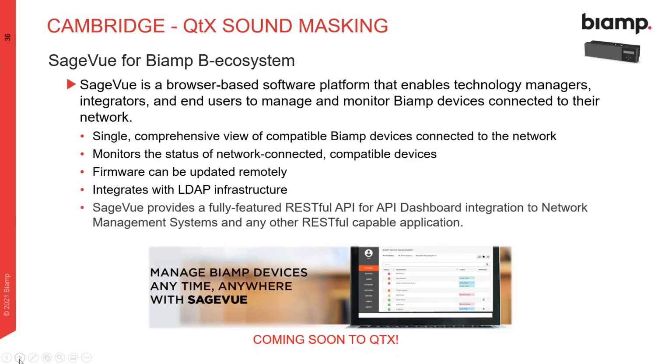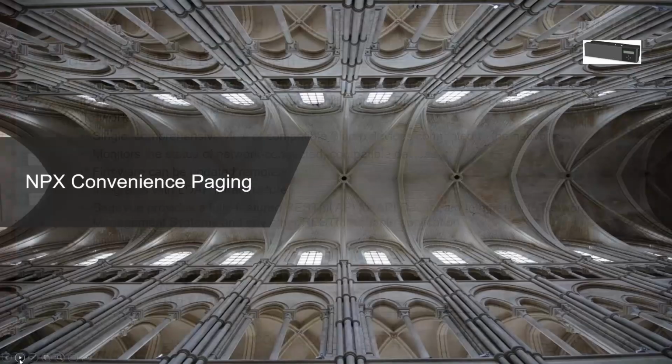It integrates with LDAP infrastructure, and it has a RESTful API control protocol built in, so that if building management has a building management system that they are currently using for monitoring, let's say HVAC systems, network lighting systems, security systems, SageView can integrate directly with those building management systems so that you could actually build a dashboard for your Biamp devices and your sound masking that they can monitor as well as part of building management systems. So very powerful. That'll be part of that.